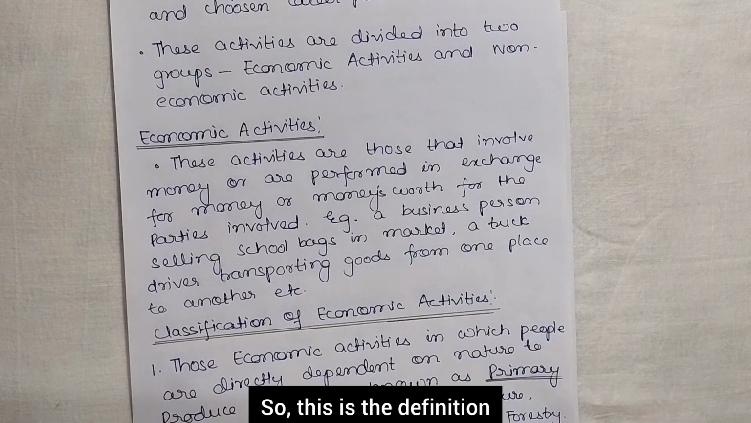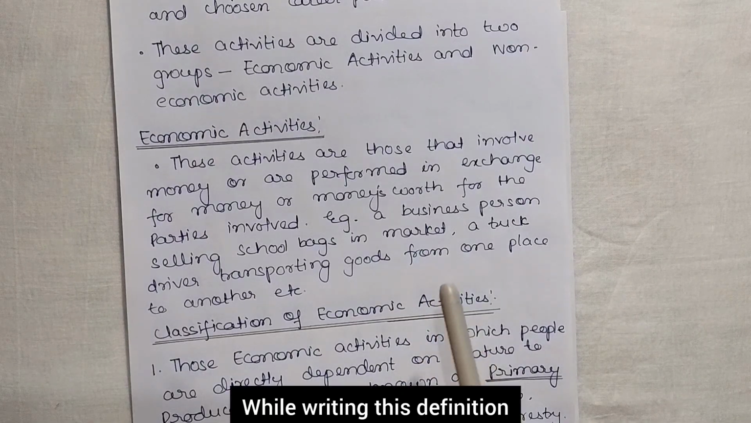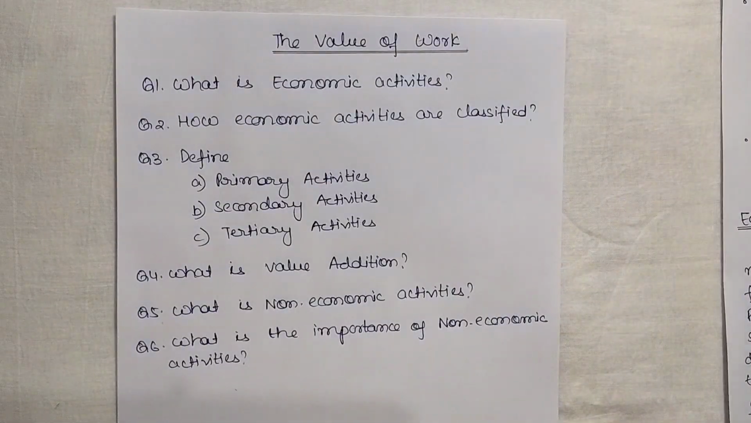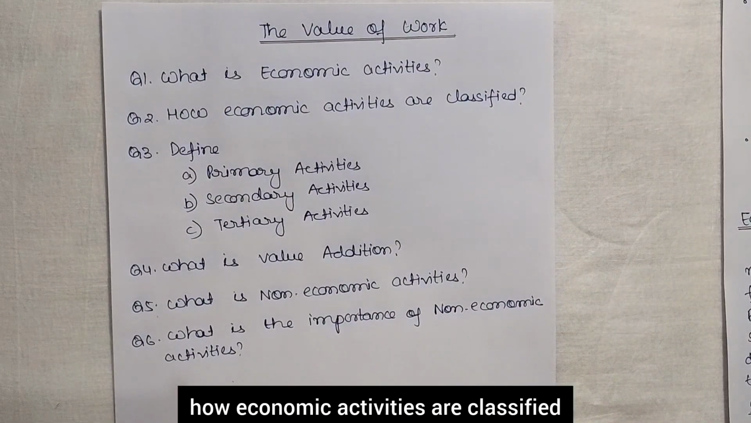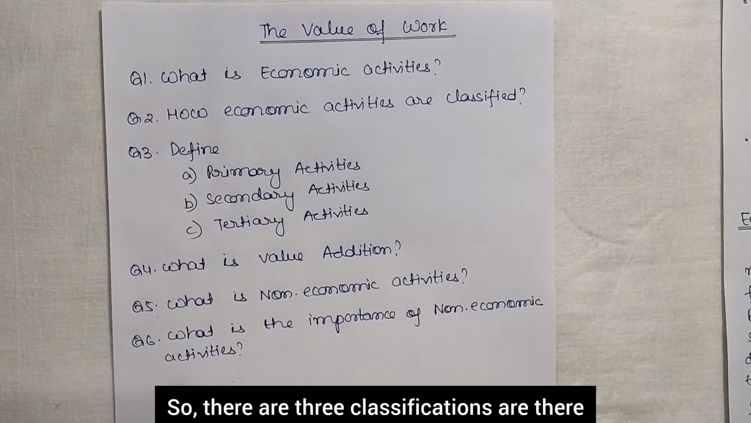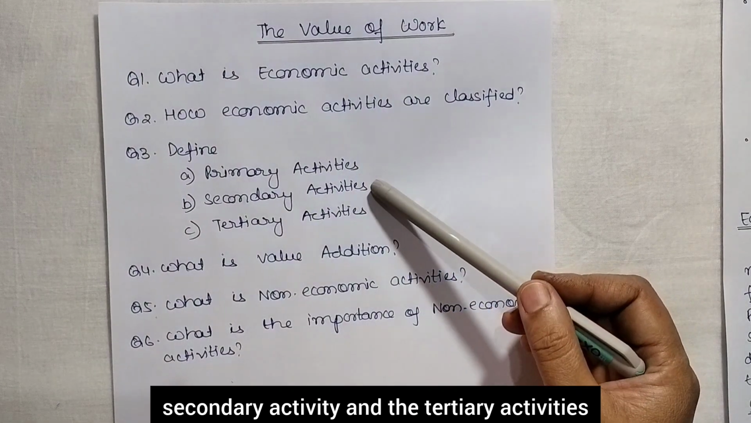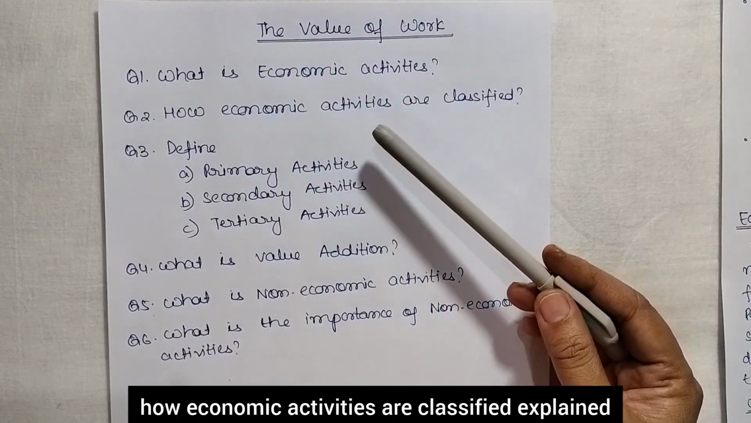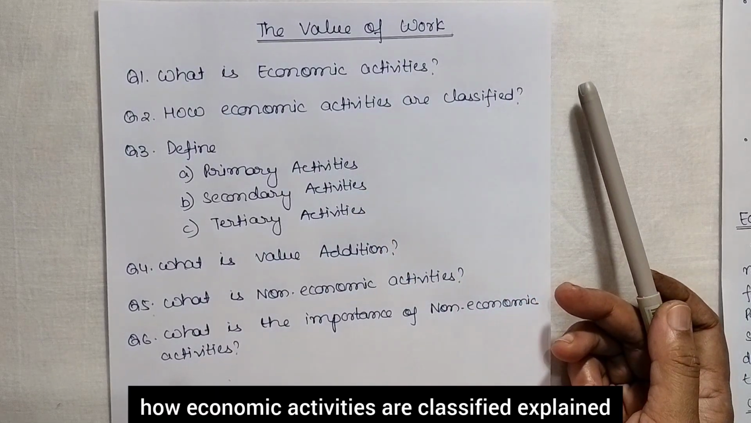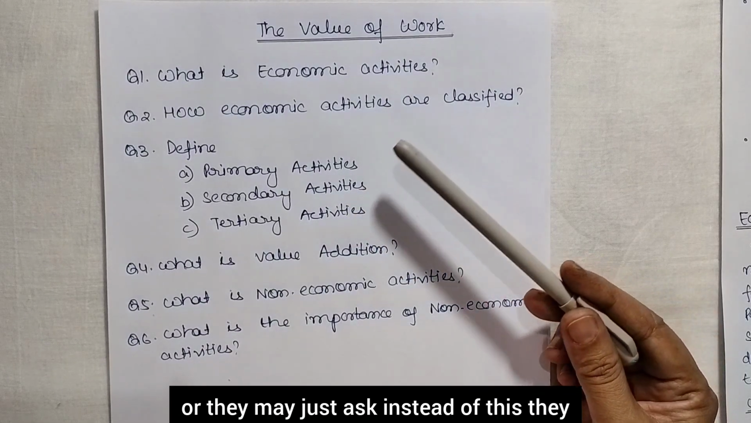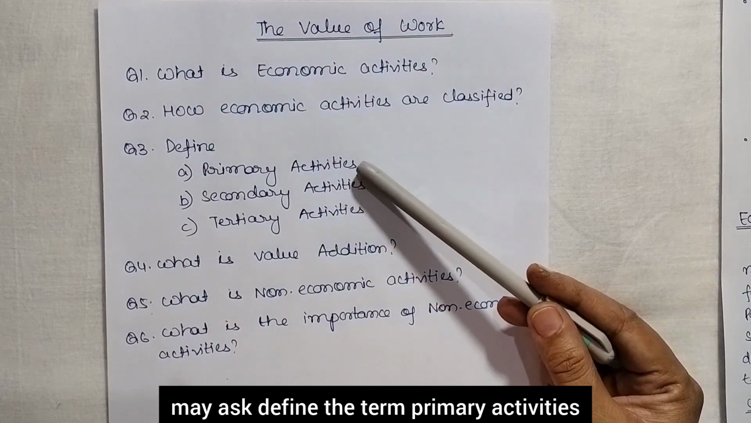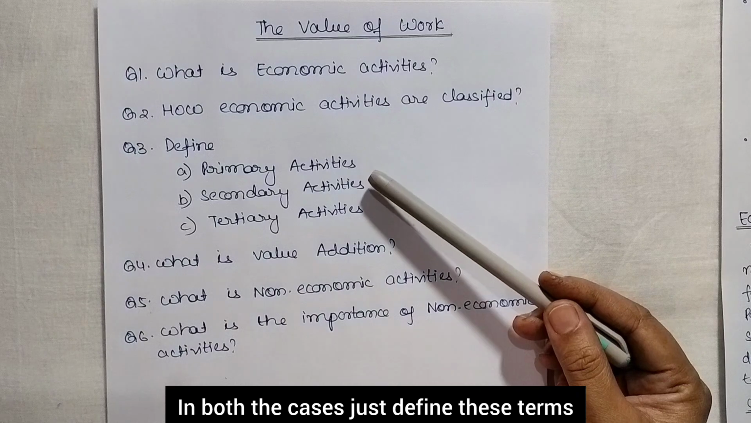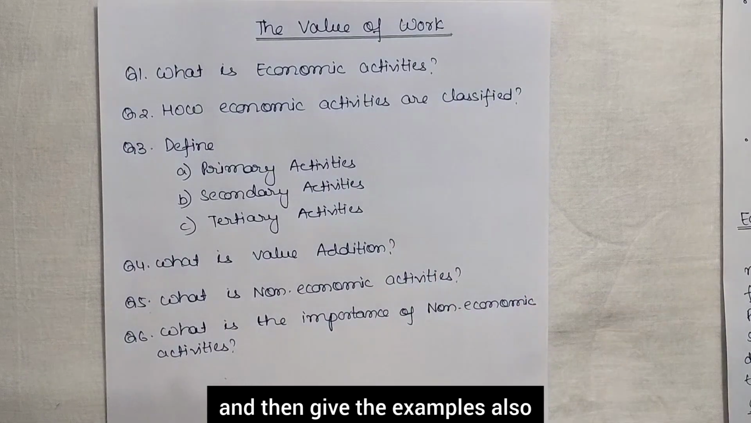So that activities are known as economic activities. Okay, so this is the definition. While writing this definition, don't forget to give the examples also. Now let us see how economic activities are classified. There are three classifications, that is the primary activity, secondary activity and the tertiary activities. Now they may ask how economic activities are classified, or they may ask to define the terms primary activities, secondary activities and tertiary activities. In both the cases just define these terms and then give the examples also.